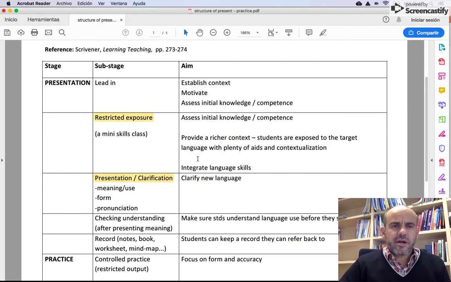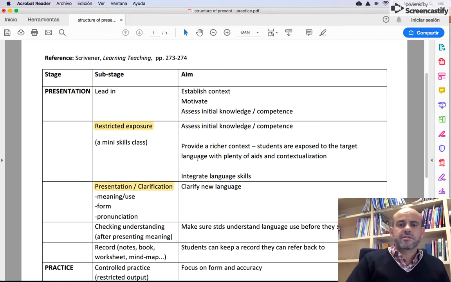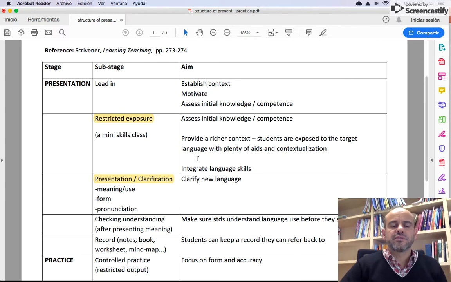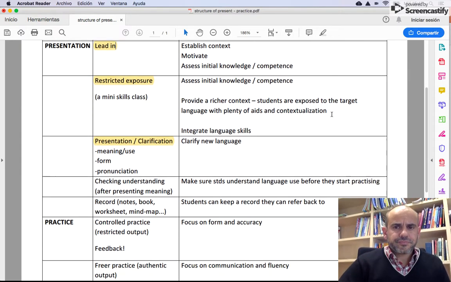We're talking about essentially two parts to the sequence, the present and the practice, but they're actually more complex than they sound. In the presentation, as in any type of teaching sequence, we should include a lead-in, whose purpose is to establish a context, motivate, and get an initial idea of how much students know about the topic or about the language items.